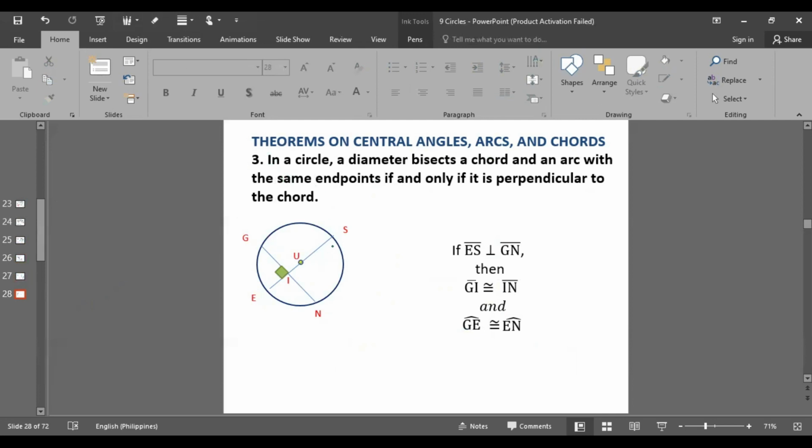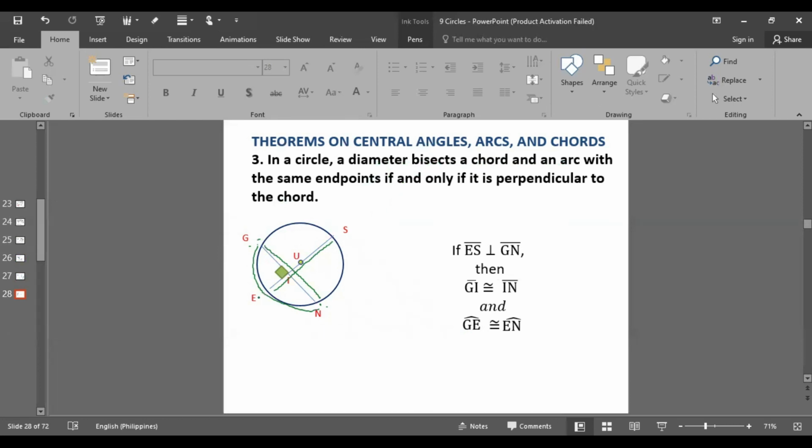Okay. Next, number 3. In a circle, a diameter, this is the diameter in circle U, bisects a chord, so this is the chord, and an arc with the same endpoints. Okay? They have the same endpoints, endpoints G and N. So, when we say diameter bisects a chord and an arc, it means that the diameter divides the chord and the arc into two equal parts.